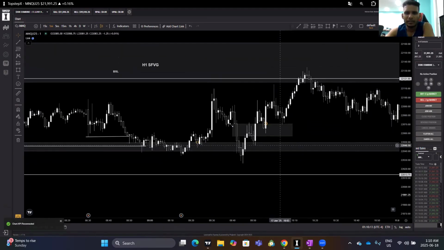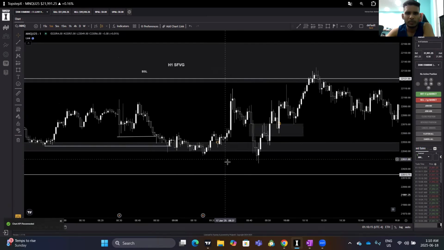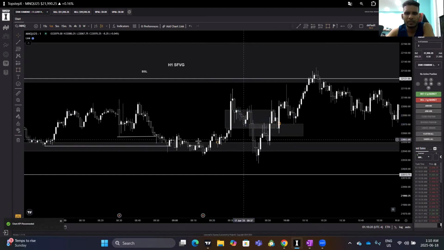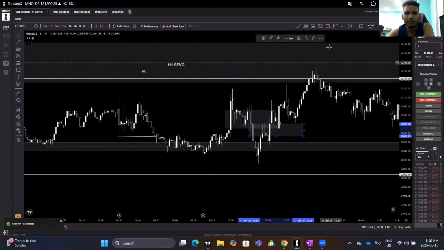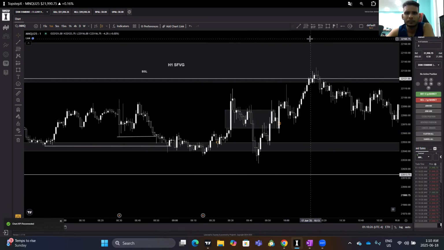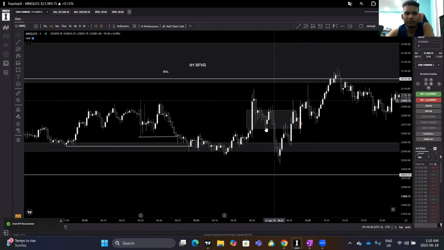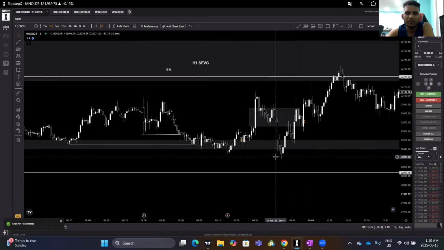So this is the market open, right? This is where it creates the first fair value gap for the day. Inside this range, people, my friends, entered the buy entry, but unfortunately it flipped.